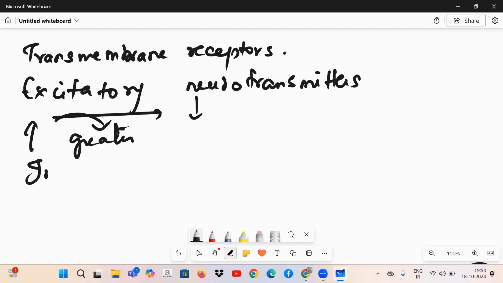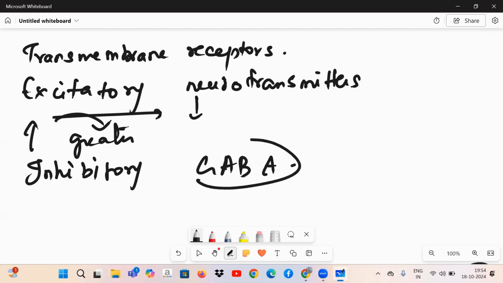Alright. Next type of response can be inhibitory neurotransmitters. In this case, they either block or prevent the excitation. For example, GABA, the gamma. So this can behave as an inhibitory neurotransmitter.